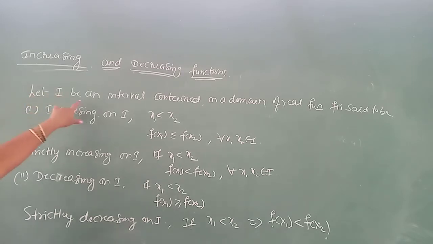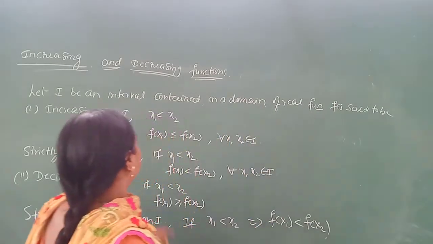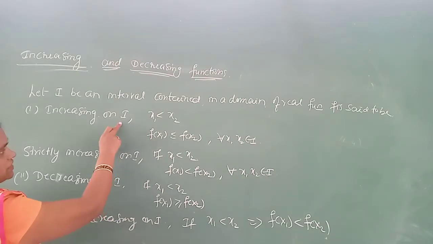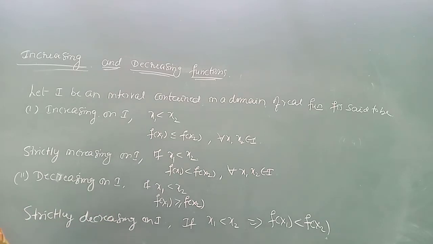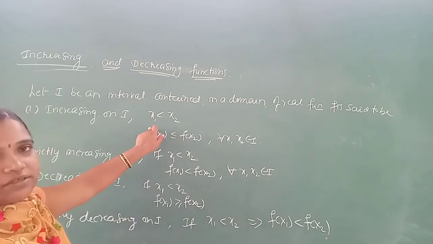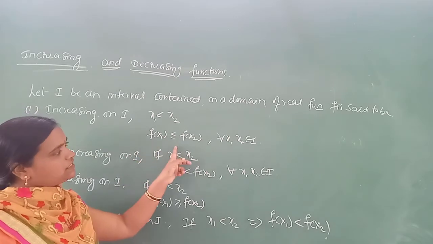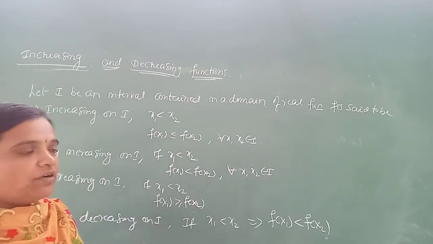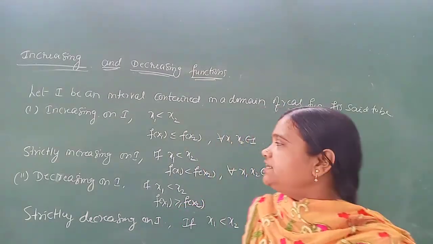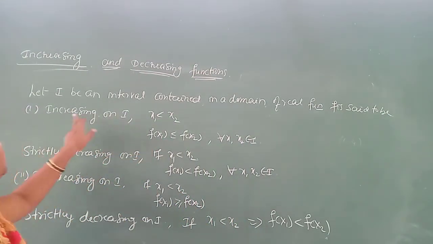Let I be an interval contained in the domain of a real function f. We say that the function is increasing on this particular interval I if x1 less than x2. How many points do we consider? 2 points. If x1 less than x2, f of x1 less than or equal to f of x2. We substitute those points in the given function, and if it is in the form f of x1 less than f of x2, such a function we call increasing.